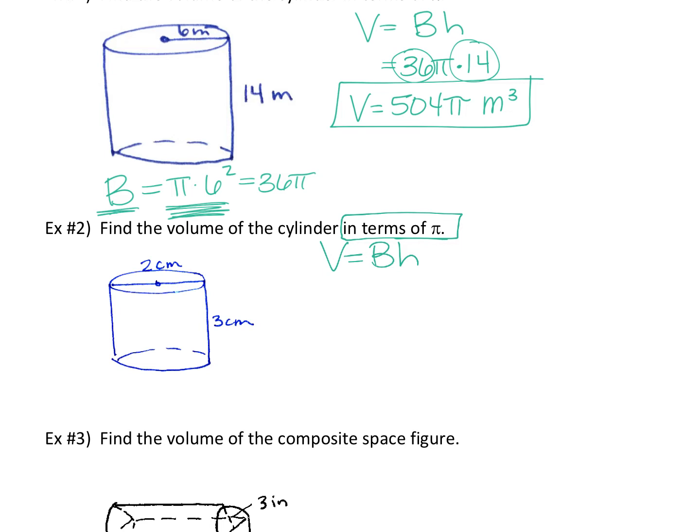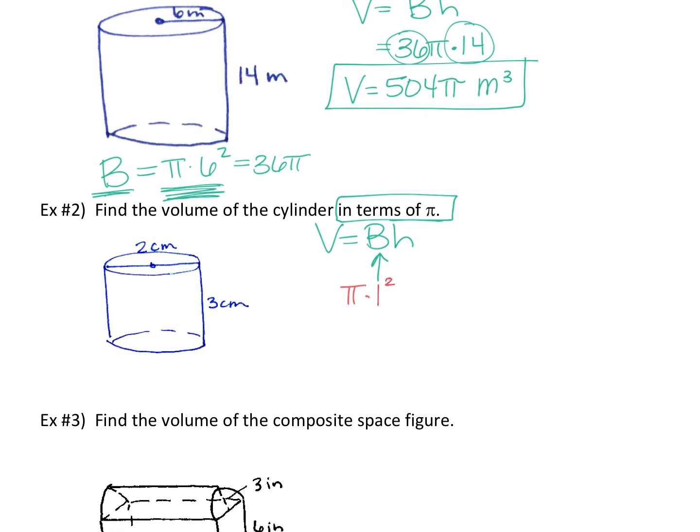3 pi what? Centimeters cubed. So your B, your area of your base, is pi times what? 1 squared. 1, right? Pi times 1 squared is just pi, 1 pi, okay? Times the height, this is your height, so times 3. So pi times 1 squared times 3, this is what you would plug into your calculator. I know you can do that in your head, but for the ones that you can't, that's what you're plugging in. 3, then attach your pi, centimeters cubed.